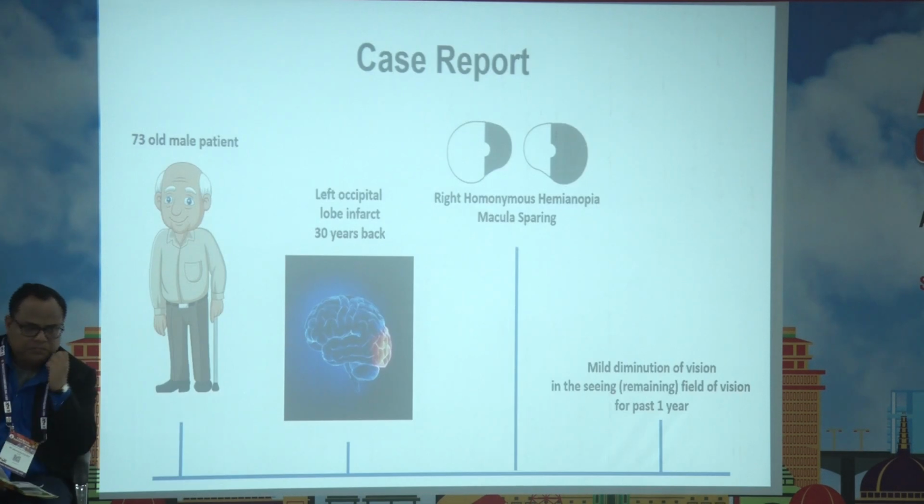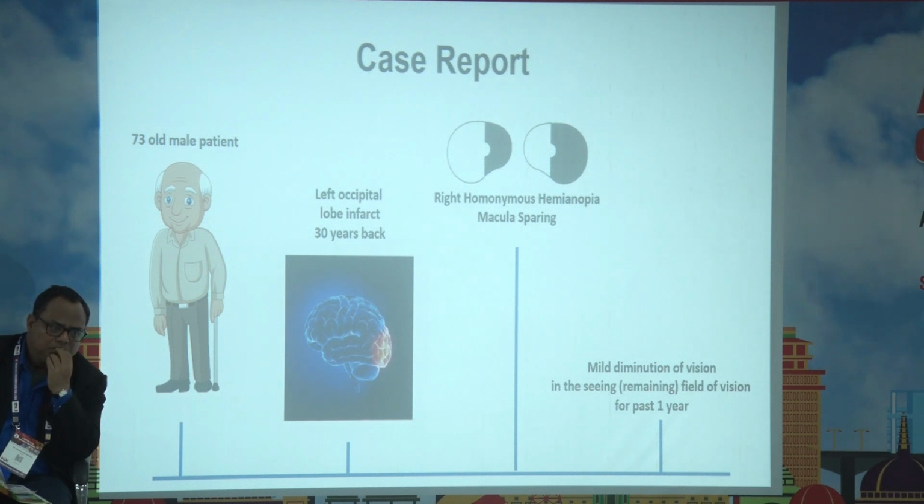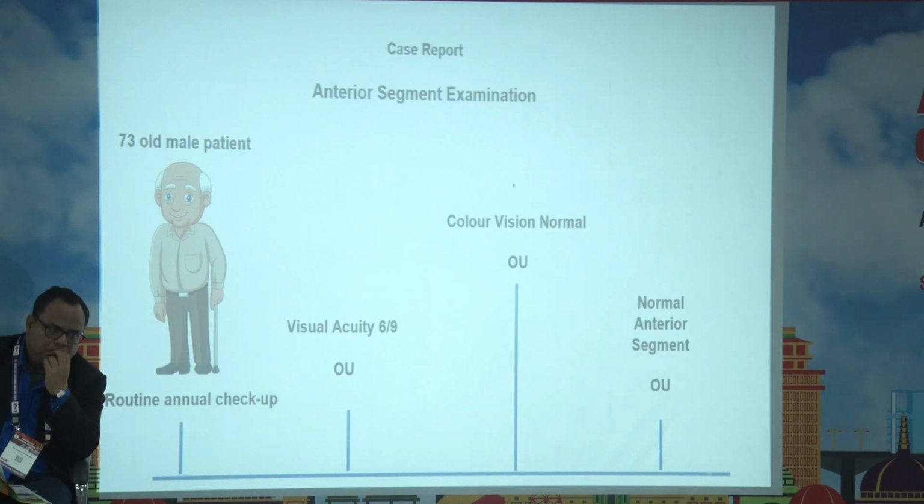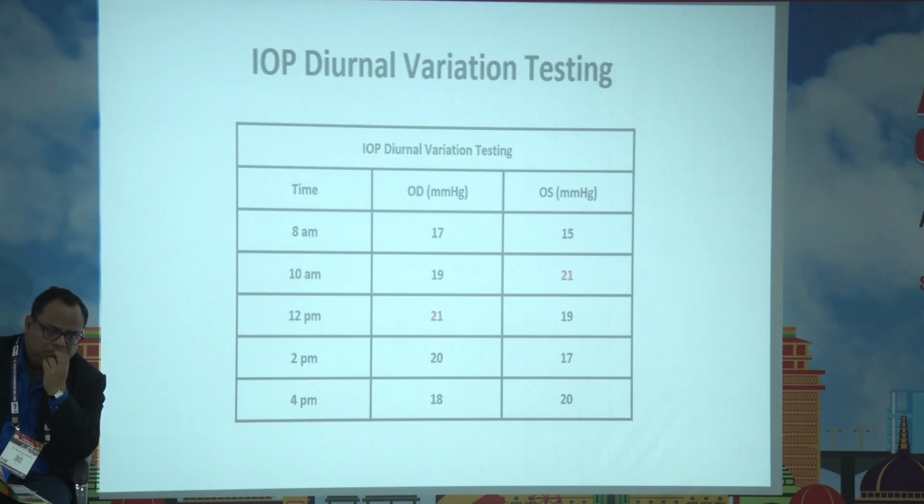So this patient, a 73-year-old male patient who had a left occipital lobe infarct 30 years back, had a right homonymous hemianopia with macular sparing. He is complaining of a mild diminution of vision in the remaining field of vision, the remaining seeing area, in the last 1 year. It was a routine annual checkup, he also had a family history of glaucoma, and the visual acuity is 6/9 and the color vision is normal, anterior segments are perfectly fine.